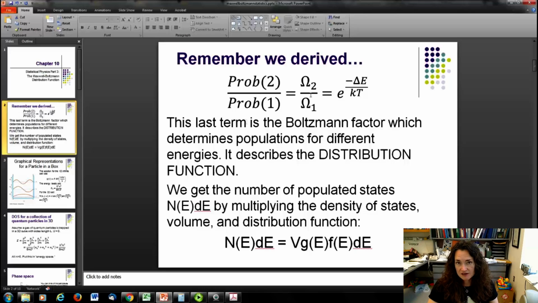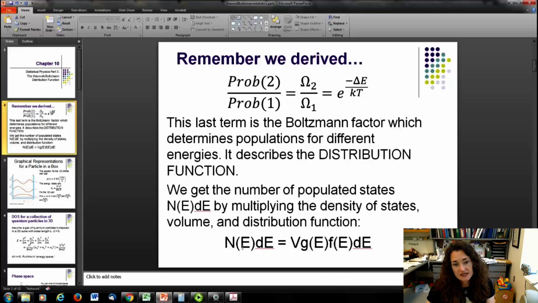And remember that we derived that this was equal to e to the minus delta E over kT, where delta E is the energy difference between energy levels 1 and 2, T is the temperature, and k is Boltzmann's constant. What this little Boltzmann factor gives you is the ratio of probabilities that these states are occupied at a given temperature T. So this gives you the ratio of the probabilities of the occupation of state 2 versus state 1. This is what we get when we use our Maxwell-Boltzmann factor, so this is our f of E for our distribution function.